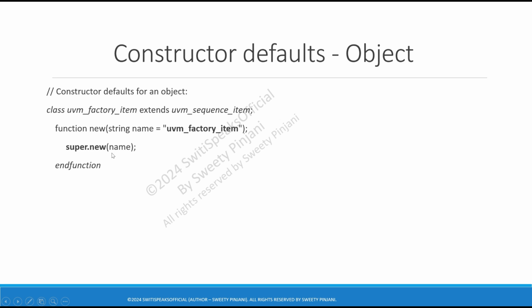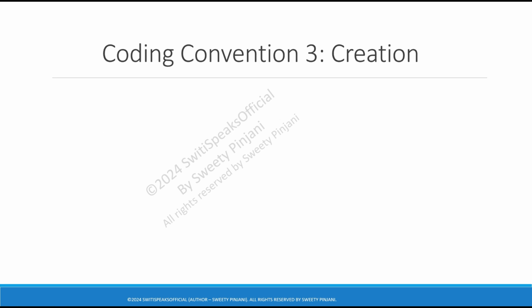That's it. The third coding convention is for creation. Creation is where your actual creation will happen in the UVM factory, and we use the create method. Let us understand. Use the create method of the wrapper, which is the wrapper we were using, UVM component registry. It has the create method, which we will use to do the creation.